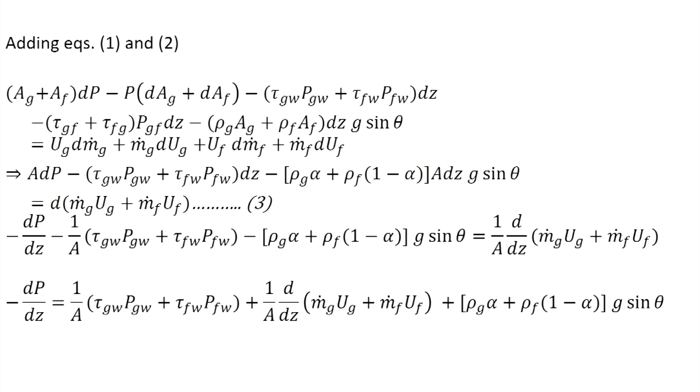So, after adding, we get these terms combined: A g plus A f, and d A g plus d A f combined, and then here we have tau g w p g w plus tau f w p f w, and here it is tau g f plus tau f g. As I have mentioned before, these two will get cancelled, and here we have rho g A g plus rho f A f. On the right hand side, we have u g d m dot g plus m dot g d u g plus u f d m dot f plus m dot f d u f.